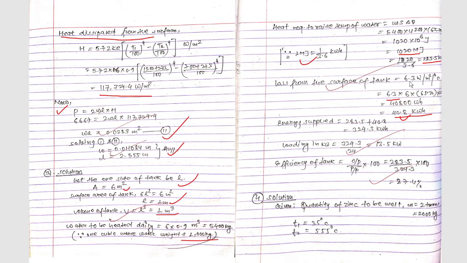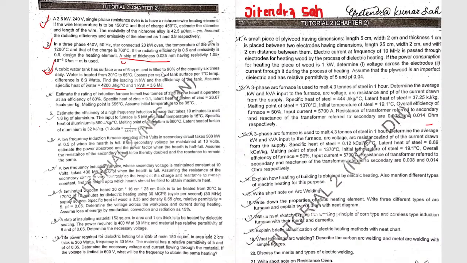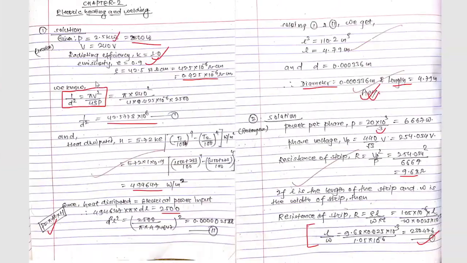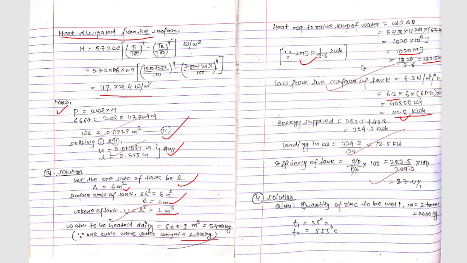Now the loss from the surface of the tank will be 6.3 watt per meter square per degree Celsius. Since here you can see in the question, losses per square meter of tank surface per 1 degree Celsius temperature difference is 6.3 watt. So we'll get 6.3 into per meter square, and the area is 6 meter square, so into 6 into per degree Celsius, 65 minus 20, and again we have to multiply with 24 in order to get watt hour. So we'll get 40800 watt hour, so in kilowatt hour 40.8 kilowatt hour.